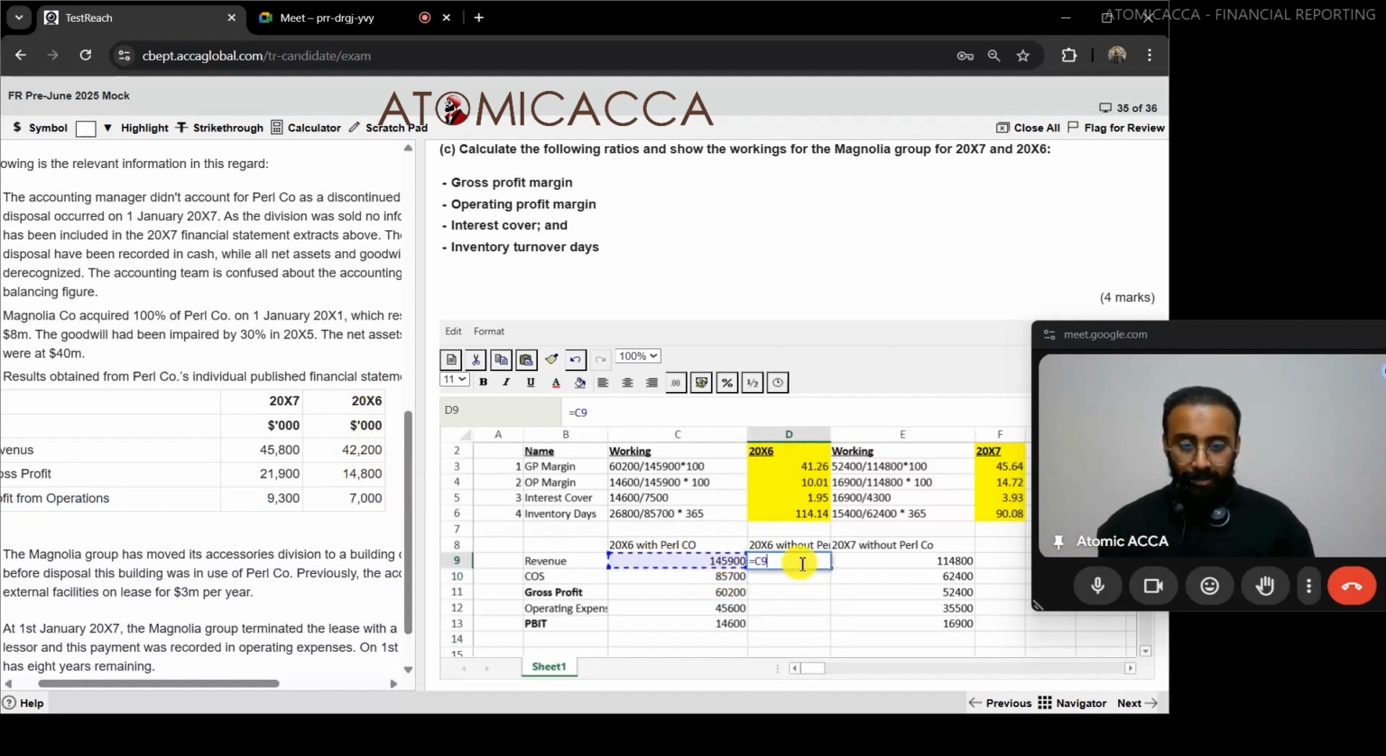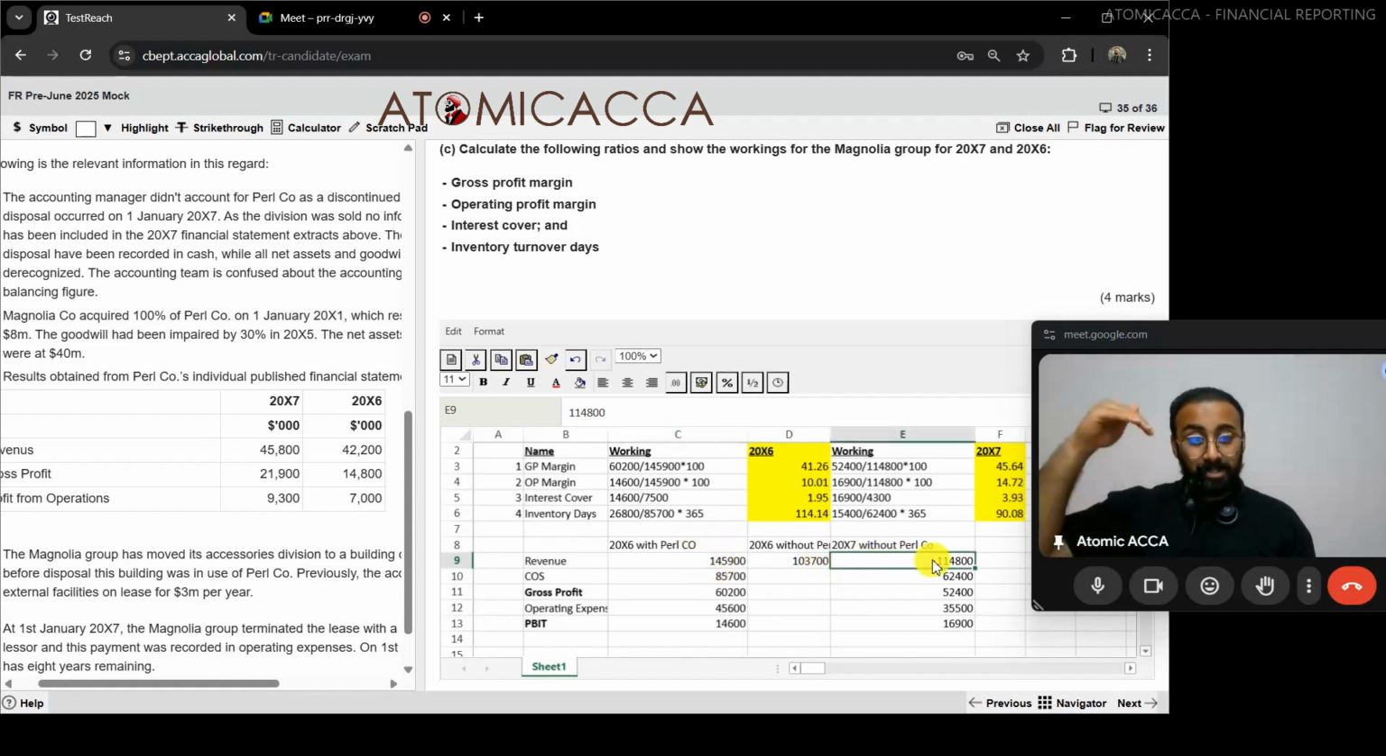If I minus out revenue, that is from this one, if I minus out 42,200, this is the Magnolia Group's revenue from last year to this year. So Magnolia Group is performing better. But if you look at the figures in the normal situation that's given over here, 145 to 114, it seems that revenue is dipping down. But without Pearl company, you can see that revenue is going up. So that will be one analysis we can do.